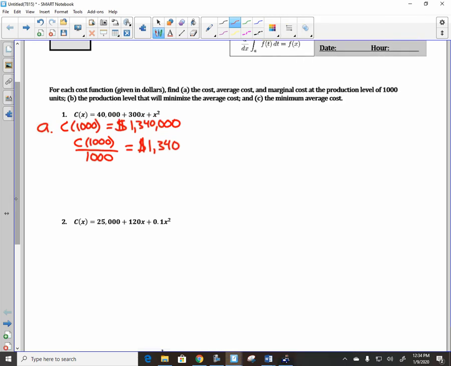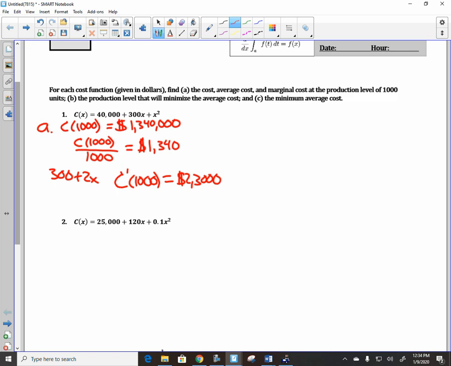And it says the marginal cost, that means the cost to produce the next item. How do I find marginal cost? Take the derivative. What's the derivative of that guy? 300 plus 2x. So that means that C prime of 1,000 is equal to, if I plug in 1,000, I get $2,300. So the cost of producing the next item is currently $2,300.